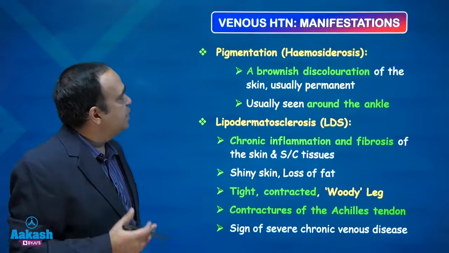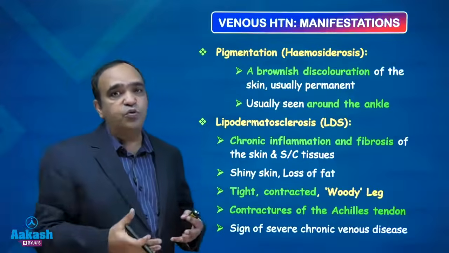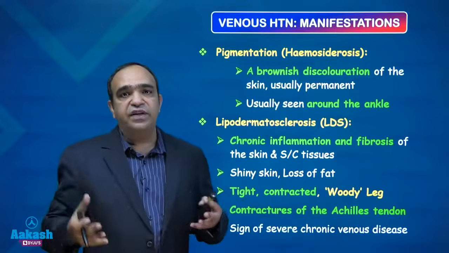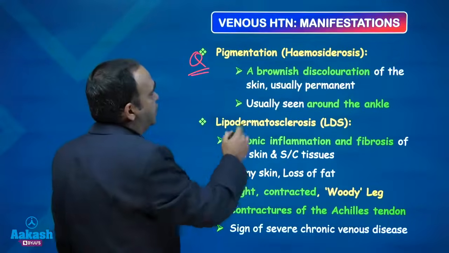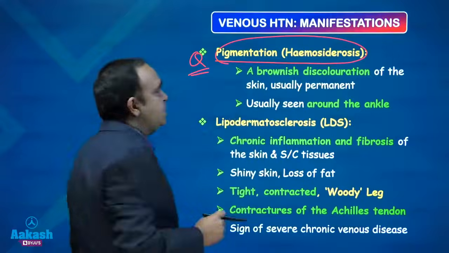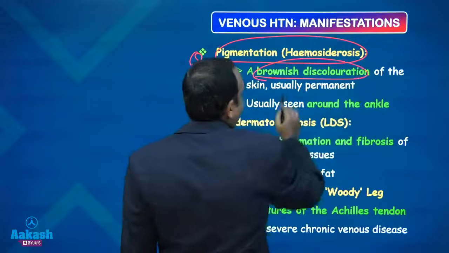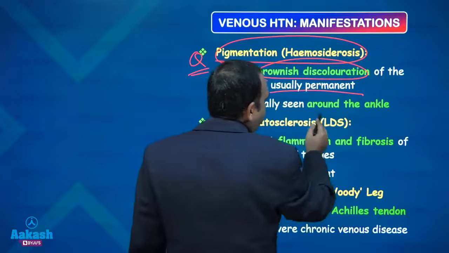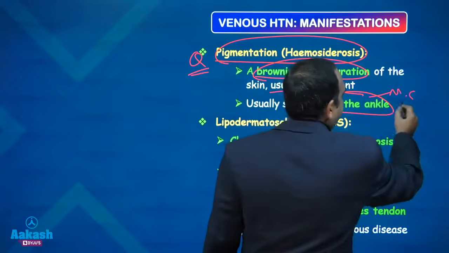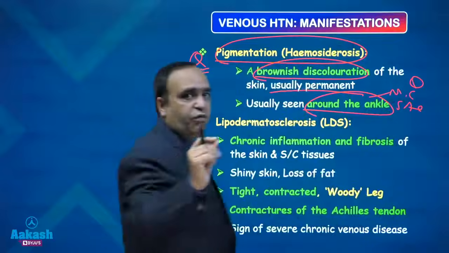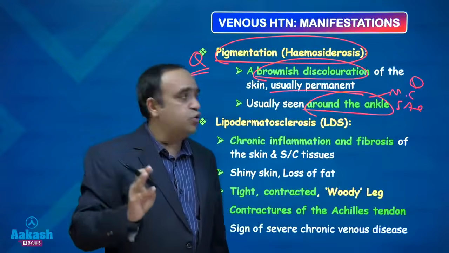Okay, then other manifestations of venous hypertension. All of you know varicose veins is high pressure in the superficial venous system, right? What are the various manifestations? All these are very commonly asked. So a very potential question here. First is pigmentation, also known as hemosiderosis, because the pigment deposited is hemosiderin. It's a brownish blackish discoloration, usually permanent around the ankle, just above the medial malleolus. So the most common site, right? So question 1, what type of pigmentation? Hemosiderin. Then second, the site, the most common site.